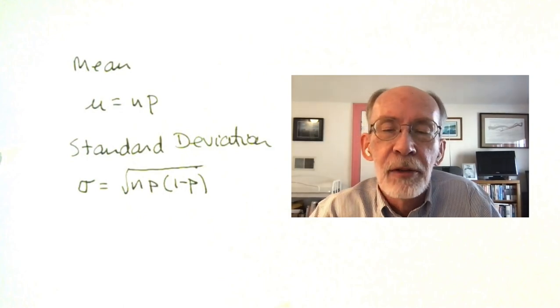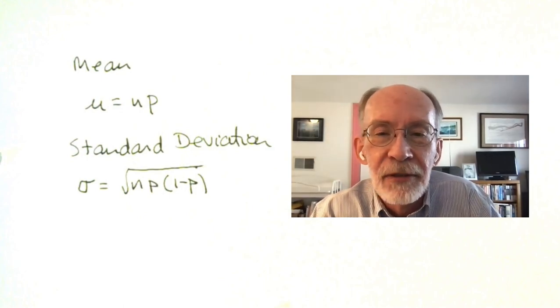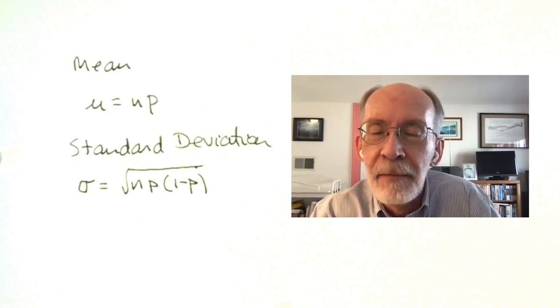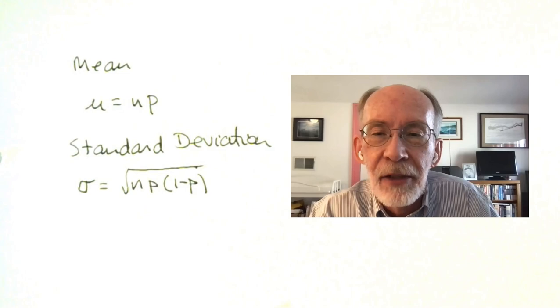So this has been a quick look at a few features of binomial probability distributions, how those features are affected by the values of n and p, and how to calculate a mean and a standard deviation.